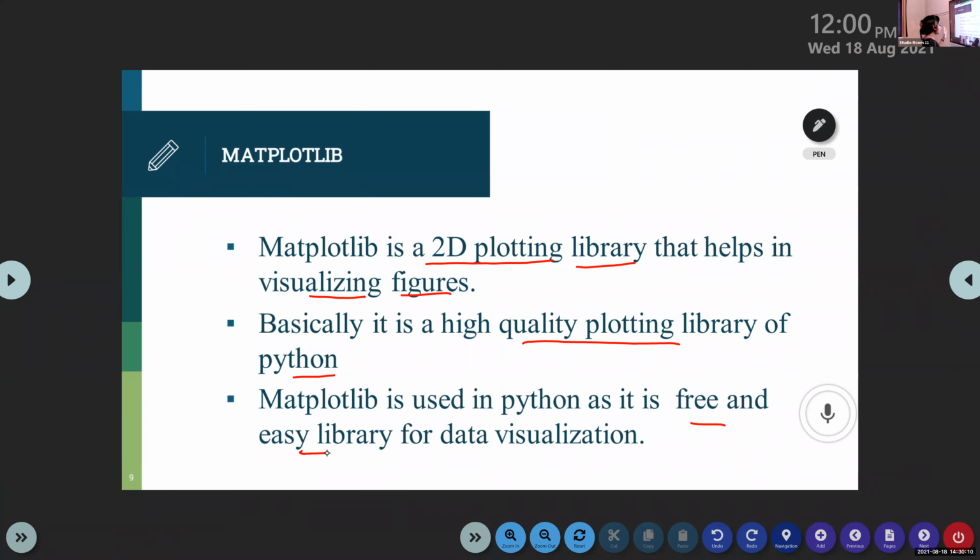Is that clear? 2D stands for two dimensions. You know, X and Y, right? So what is Matplotlib? It is a 2D plotting library that helps in visualizing figures. Is that okay? Say yes or no, my dears. Yes, ma'am. Okay, so there are different libraries in Python. This is one of the libraries that we are going to learn in this chapter. Moving to the next slide.